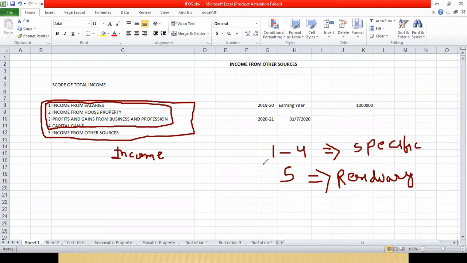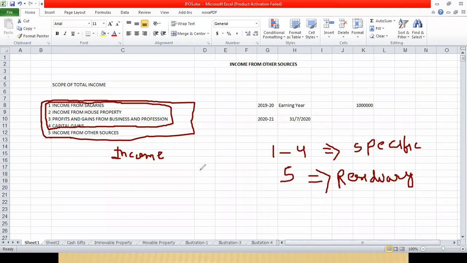Okay, you can write and keep it if you want. The first 4 heads of income are called specific heads, and the fifth head is the residuary head of income. Clear? Now, what is the residuary head of income?